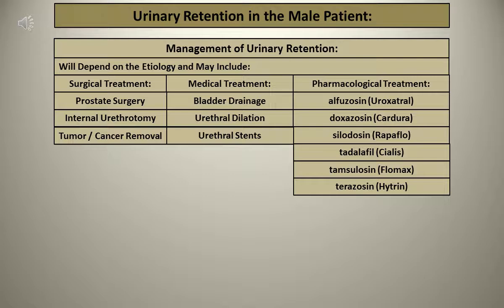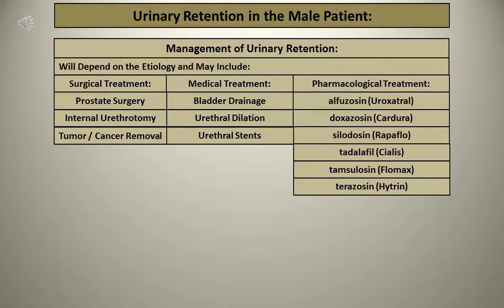If the cause of the urinary retention is a tumor or cancerous tissue in the urethra, bladder, or prostate, removing those tissues may reduce the problem. Bladder drainage is the use of a catheter to drain urine. Acute urinary retention treatment usually starts with catheterization to relieve the distress of a full bladder and to prevent further bladder damage. Urethral dilation is used to treat urethral strictures.